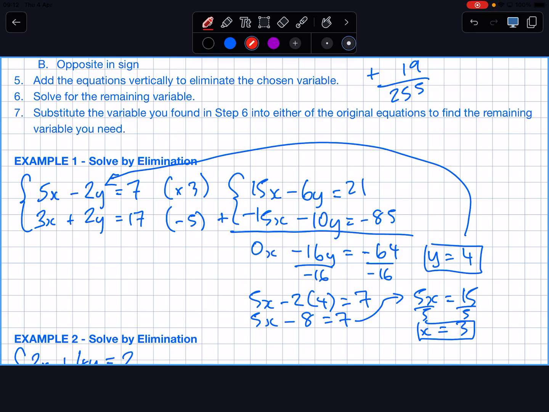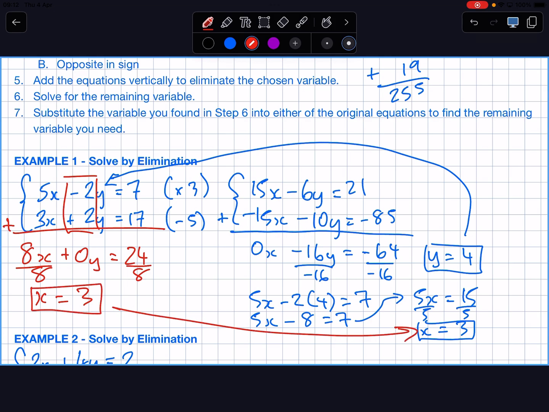So quickly, you notice that 2 and negative 2 are the same size, opposite sign. Just eliminate straight away. 5x plus 3x is 8x. Negative 2 plus 2, 0y. 7 plus 17, I think that's 24. What's the 8 doing to x? Timesing. What's the opposite of timesing by 8? Divide. x is going to be 24 divided by 8, which is 3.